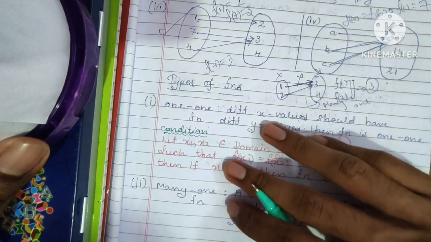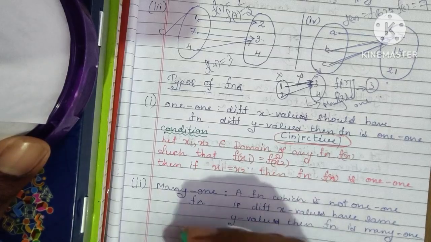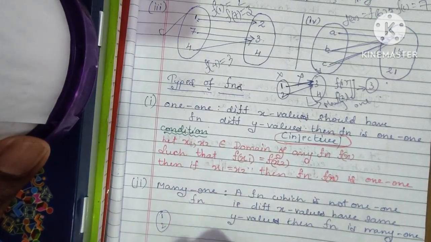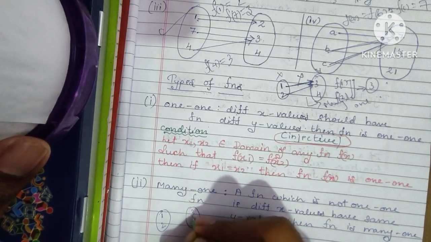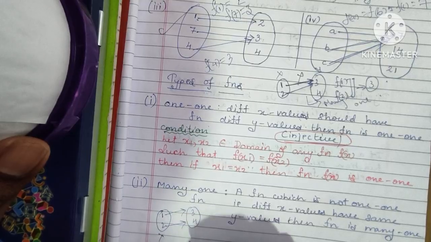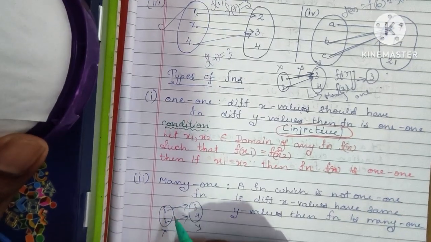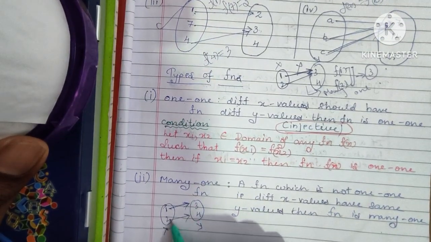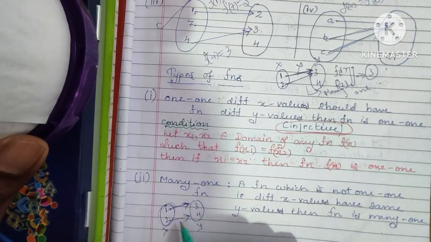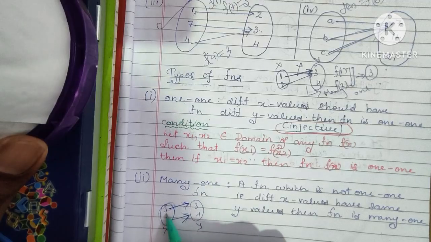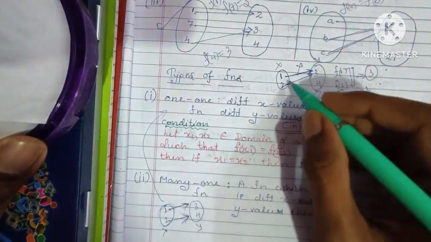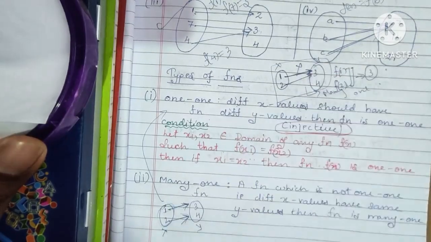Clear? So let us write an example for a 1, 1 function like this. See here, 1, 2, 3, 4. These are x values and these are y values. So 1 has an image 3, 2 has an image 4. All the elements in the domain have some image, therefore it is a function, and they are having distinct images, therefore it is a 1, 1 function. And the first example is a many one function.